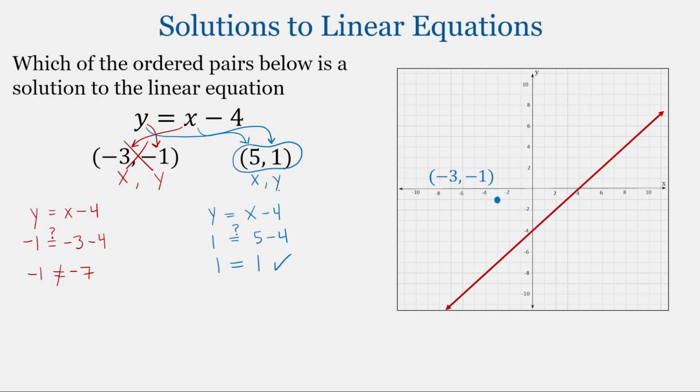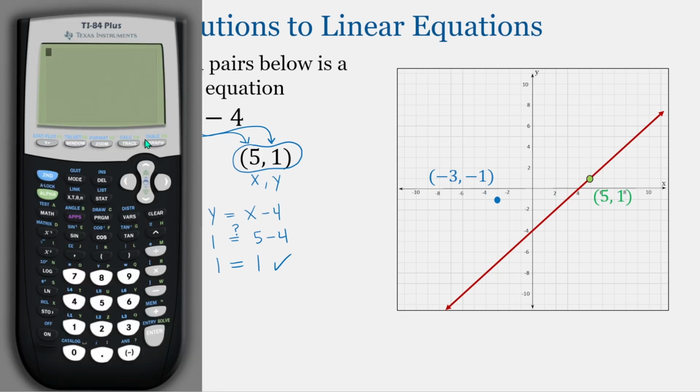Again, looking at the graphs, -3, -1 did not give us a true statement, and that point is not on the line, whereas 5, 1 gave us a true statement, 1 equals 1, and it falls on the line. So let's try using our graphing calculator to solve a problem like this.